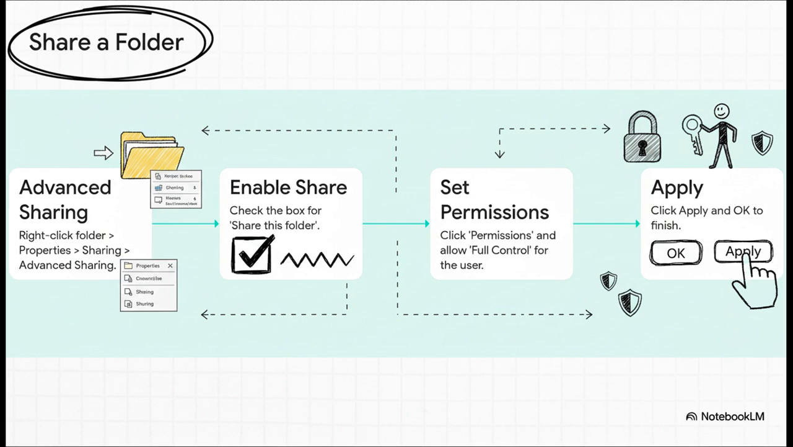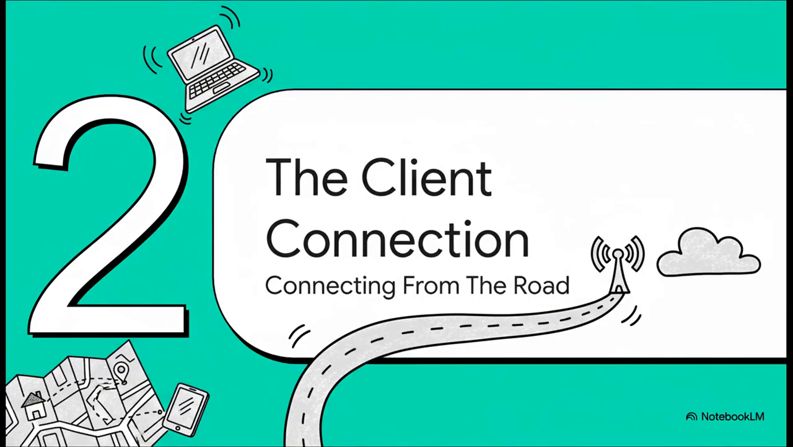Now, a huge reason we're even doing this is to get to our files, right? So let's share a folder. Just find the one you want, right-click it, and dig into Properties, then Sharing, then Advanced Sharing. Okay, check the box to share it, and this is super important, don't just click OK. You have to click on Permissions and give your user full control. That way you can actually edit and save files, not just look at them. Hit Apply, and your folder is officially on the network. And just like that, our server is ready to go.